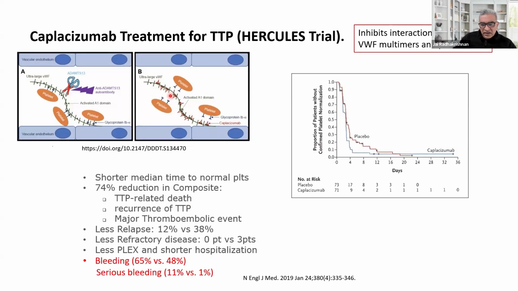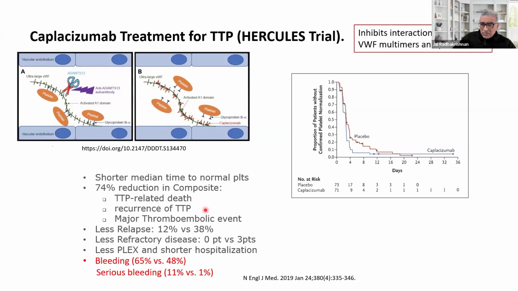And this was the HERCULES trial. And you can see, although it doesn't look different, if you look at the composite endpoint, this is the platelets on the right. If you look at the composite endpoint of death, recurrence, and a major thromboembolic event, there was a 74% reduction, which is pretty big, and a much shorter time to normalizing platelets, which you can see here. It doesn't look great, but I think what's more important is propagation of this TTP event, and much less relapse, 0 versus 3 refractory disease, and the lesser need for plex and shorter hospitalizations.